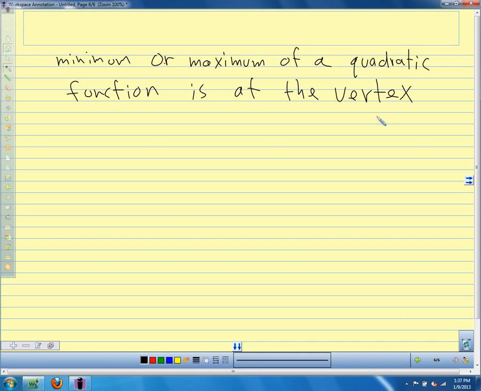So the vertex is going to tell us the minimum or maximum values. So to find the minimum or maximum value of a quadratic function, we need to find the vertex. And what I want to show you next is kind of a shortcut if all you have to do is find the vertex. If the problem asks you to put your function in vertex form, usually it's easier to complete the square. But if all you're trying to do is find a maximum value, there's a little shortcut you can use.